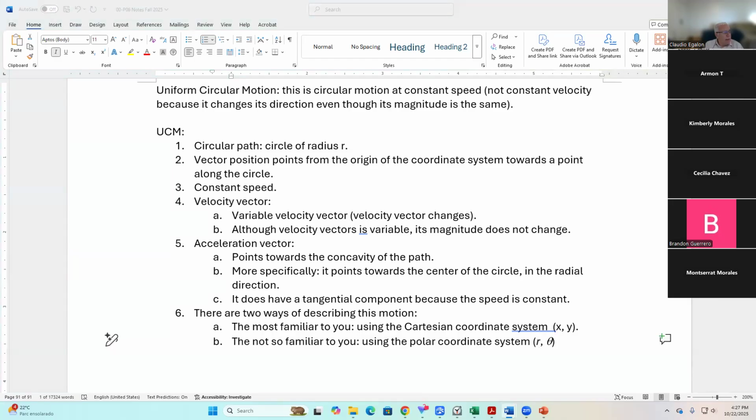And there is an advantage of using the polar coordinate system. The advantage is that this coordinate, r, is going to be constant all the time. Whereas in the Cartesian case, both x and y will be a function of time. In the polar coordinate system, only the theta angle is a function of time. That's the advantage of using the polar coordinate system.